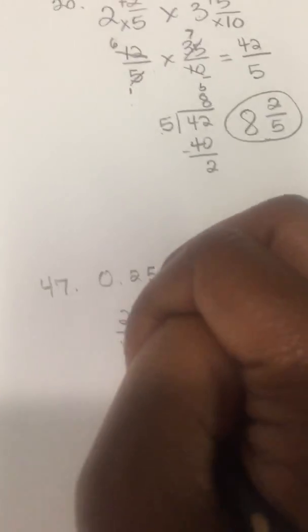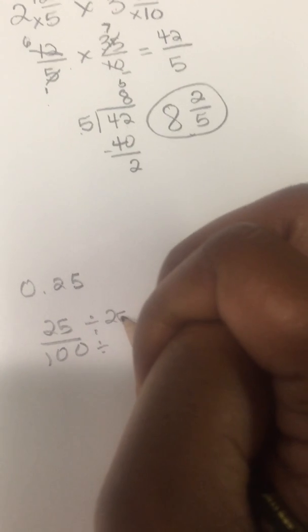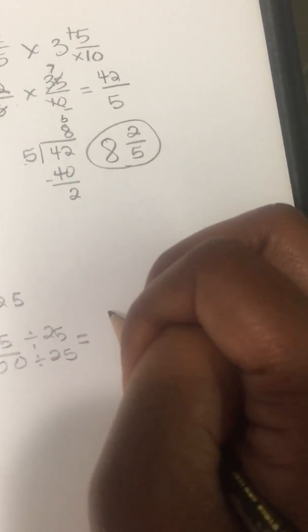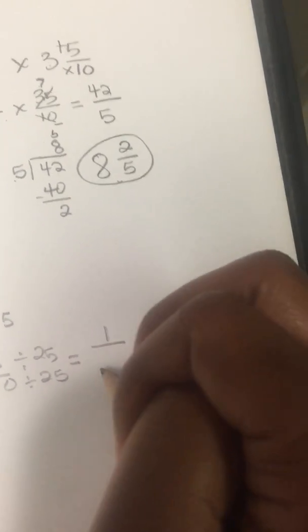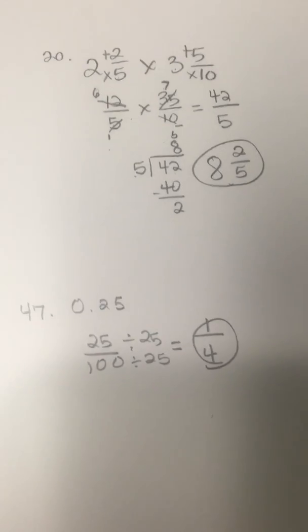So this is 25/100. And when I say show work, I want you to tell me what you divided by in order to get your answer. So let's divide that by 25. 25 goes into 25 once, and 25 goes into 100 4 times. So this is just as simple as showing work.